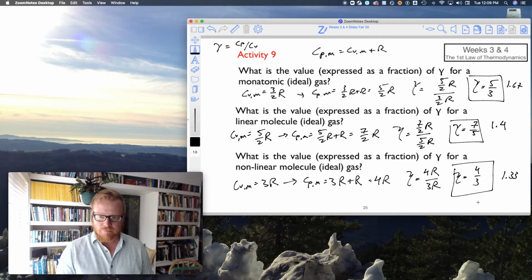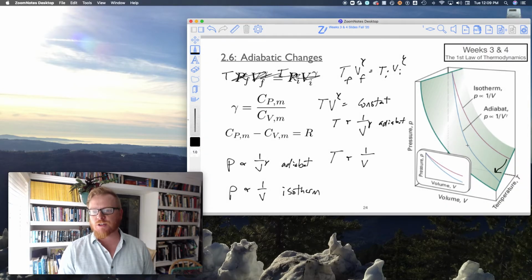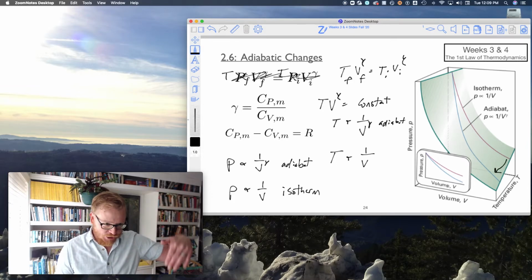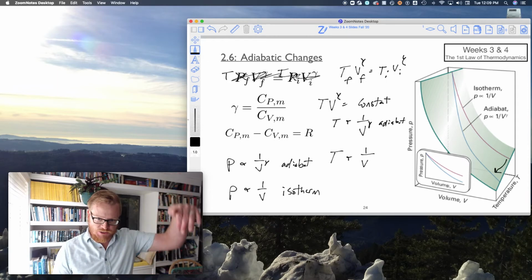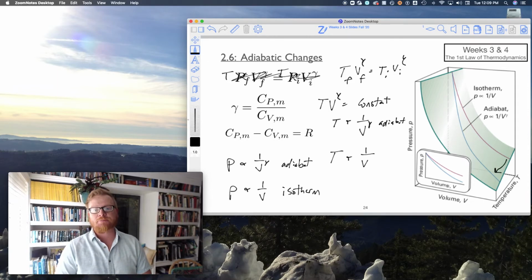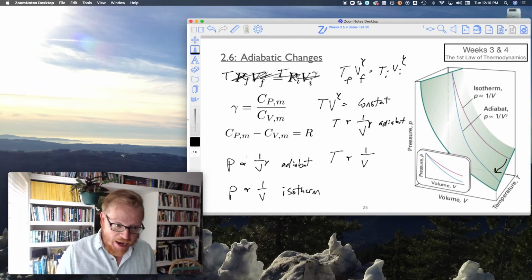Okay? And so the physical interpretation of that is on this curve, on these adiabats, the monatomic gas will fall off much quicker. So it's going to have a much steeper change in volume with pressure. And the reason for that is because it doesn't have as many degrees of freedom that need to be supplied with heat in order to fuel that expansion.